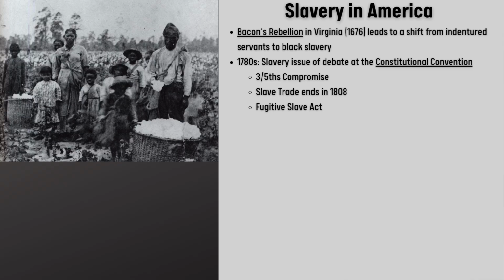In the next slides, we'll see how these early decisions set the groundwork for further tensions and compromises, like the Missouri Compromise, and how economic factors such as the rise of King Cotton further solidified slavery's role in the Southern economy.